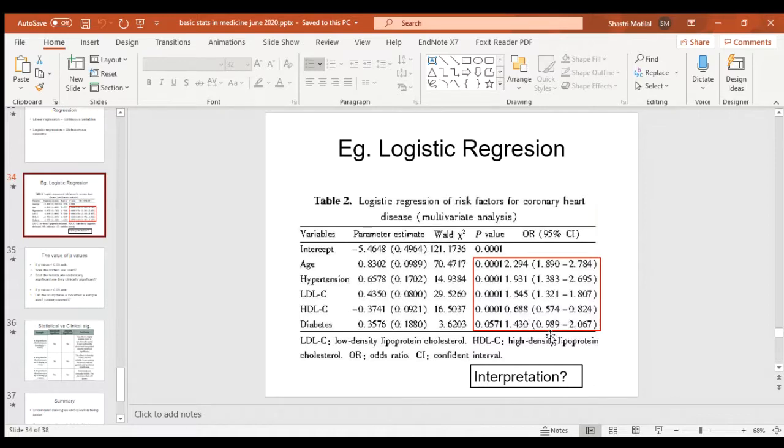How about diabetes? 0.98 to 2.0. Does this include the value 1? Yes, it does. So in this case, what it means is diabetes was not associated with increased risk of heart disease. Again, in this data, in this example, for the purposes of this example only, that is what was found.